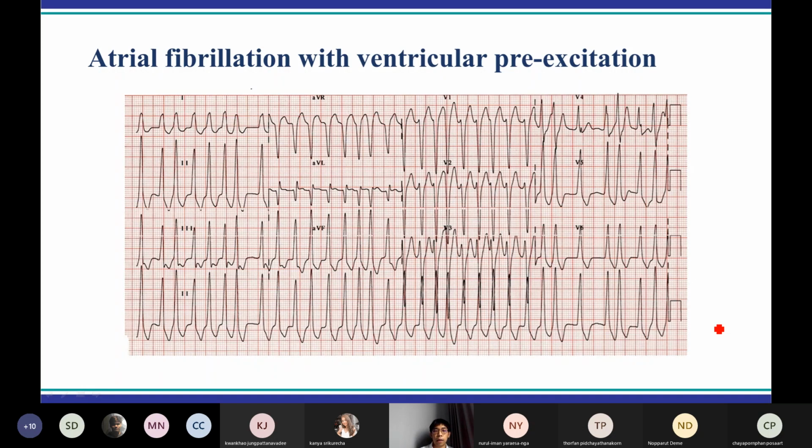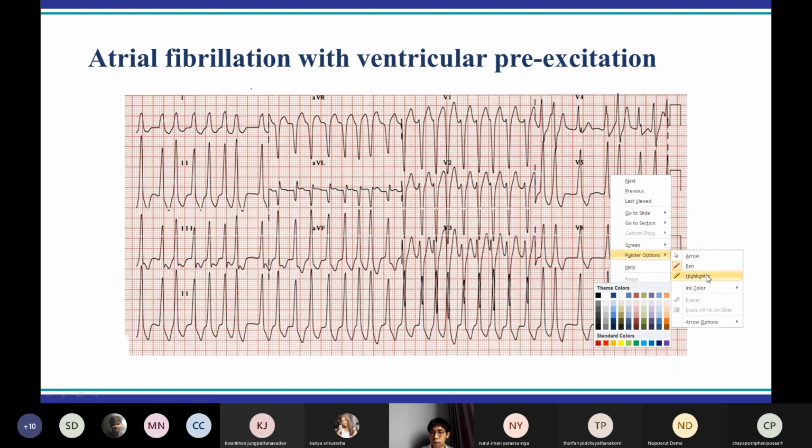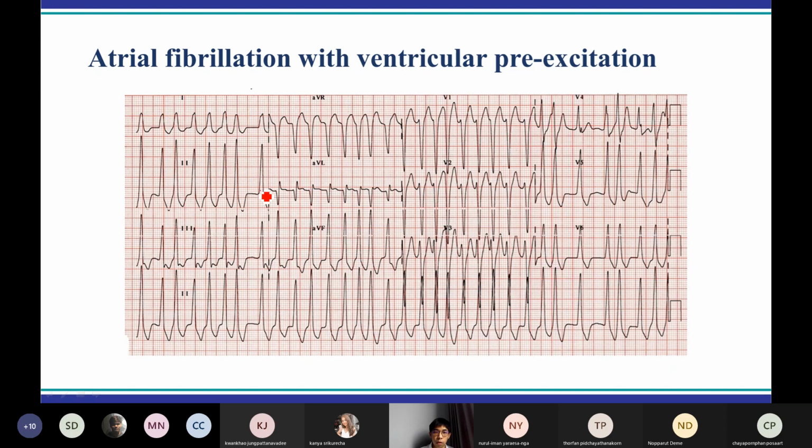The ECG is defined by a wide QRS complex, in which you can see that there is a delta wave. It is very fast, and also irregular in rate, just as AFib in a normal heart without an accessory pathway. When you encounter this, you should treat the AF immediately.